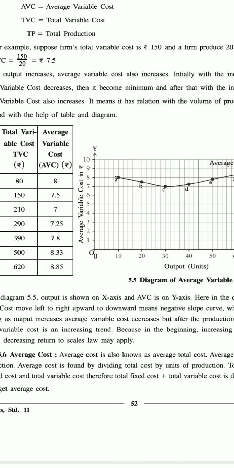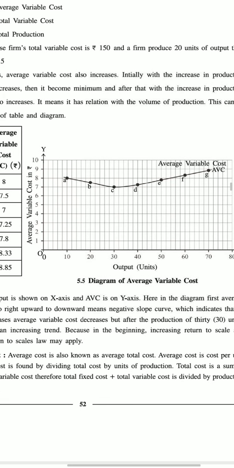Now from point A to C a downward trend can be seen, and then from C onwards it starts moving in an upward direction. And so it is said that in this particular average variable cost diagrammatic representation, initially the curve moves downwards and later on it starts moving on an upward trend.